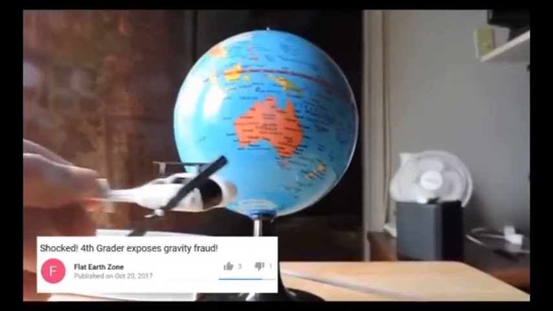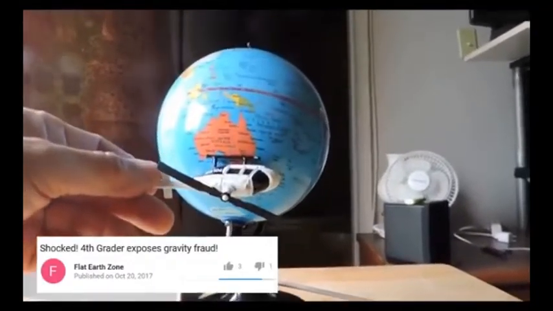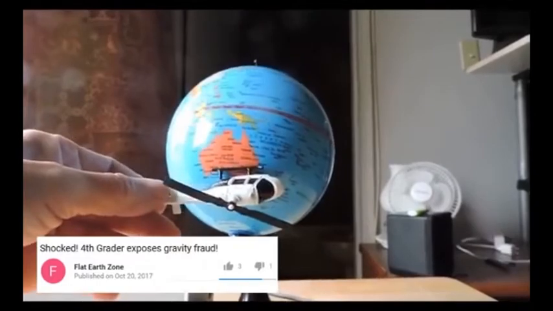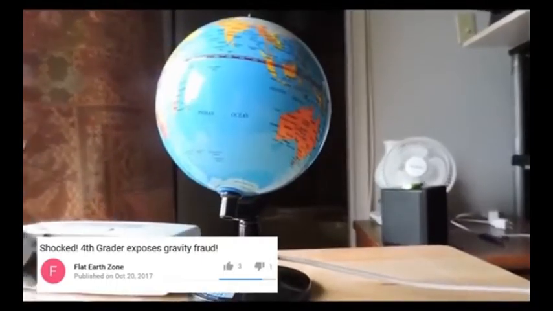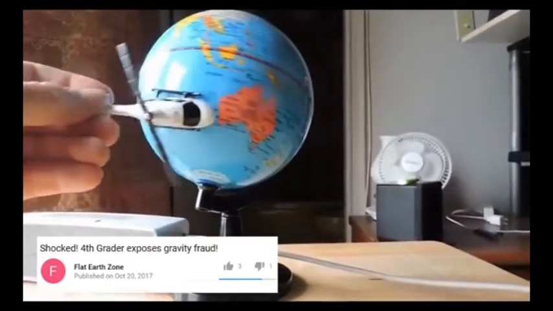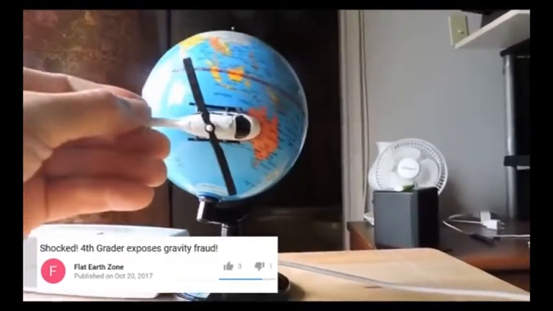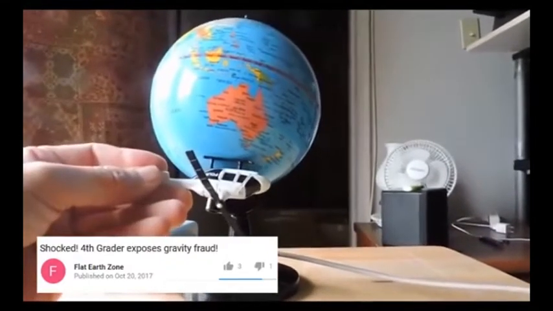I want to see a helicopter like this lifting off from Australia upside down while the Earth is spinning. I want to see the Earth spinning 1,000 miles an hour while a helicopter takes off and flies around like you tell us it does. It just seems very absolutely ridiculous to me, and you'd have to be really brainwashed to believe something like that, like.